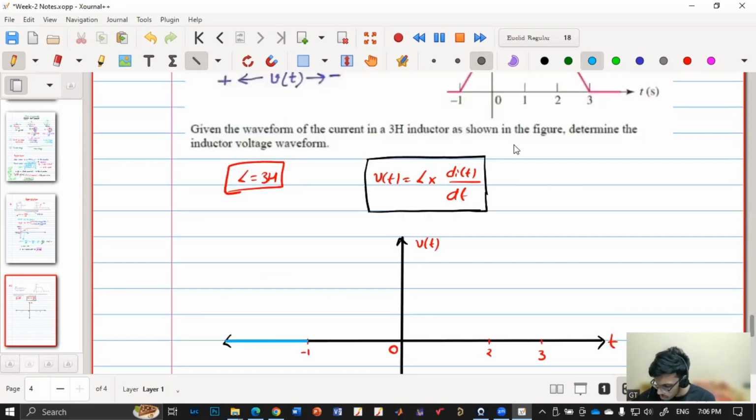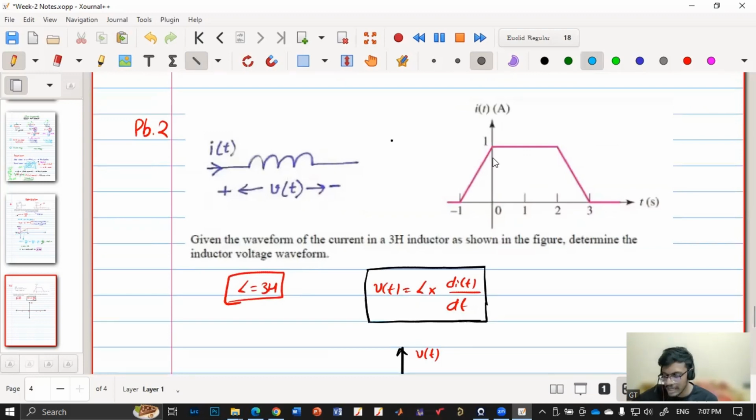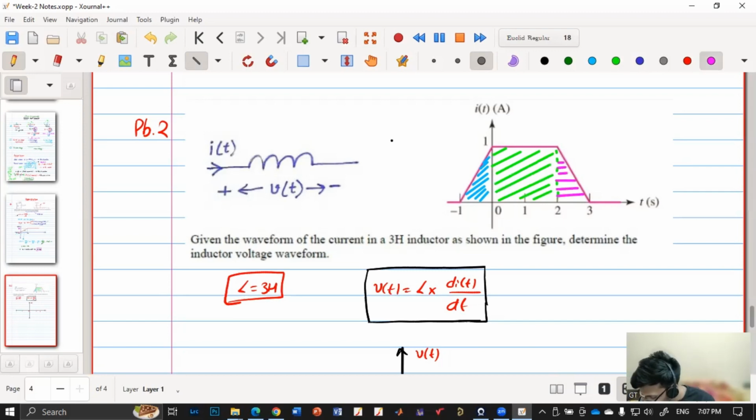From minus 1 to 0, my inductor current is linearly increasing. So if I want to find V of t, I need to know the slope of that and I have to know the inductor value. So in this region, say I am marking this region 1 and I am marking this region 2 and I am marking this region 3. So in region 1, we need to find the voltage.